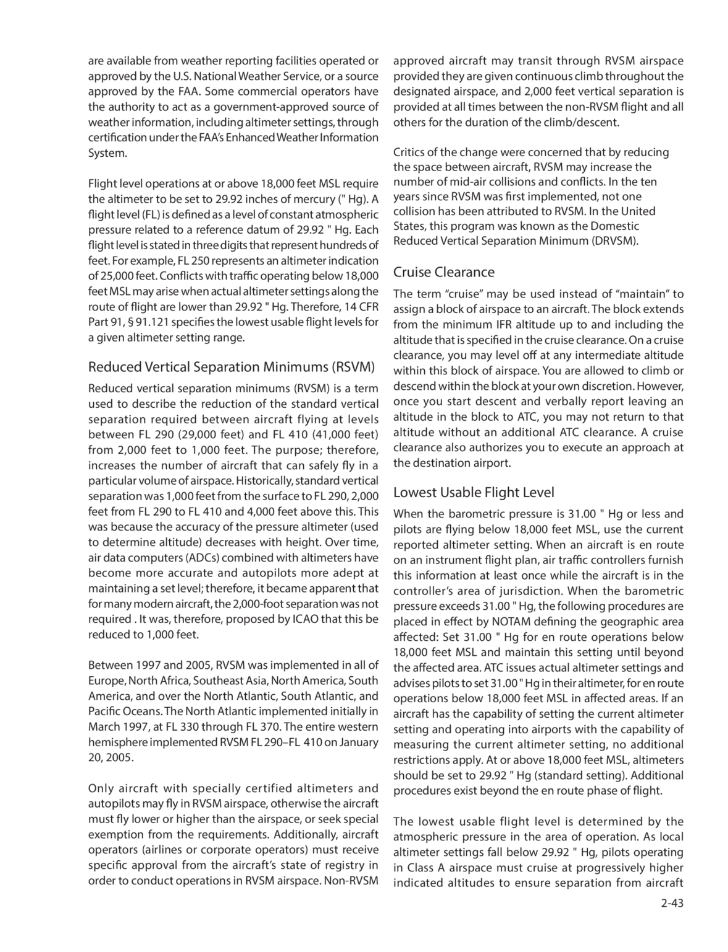If an aircraft has the capability of setting the current altimeter setting and operating into airports with the capability of measuring the current altimeter setting, no additional restrictions apply. At or above 18,000 feet MSL, altimeter should be set to 29.92 Hg, standard setting. Additional procedures exist beyond the en route phase of flight. The lowest usable flight level is determined by the atmospheric pressure in the area of operation. As local altimeter settings fall below 29.92 Hg, pilots operating in Class A airspace must cruise at progressively higher indicated altitudes to ensure separation from aircraft.